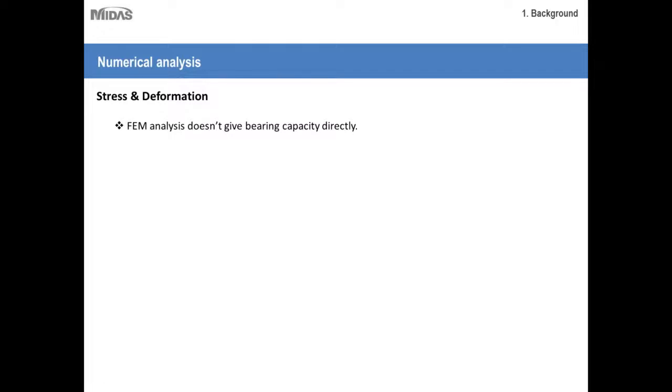Then what is the advantage of having numerical analysis? First and foremost, the advantage of numerical analysis is in determining the stress and deformation that is occurring not only in the structural system but also in the soil. And some engineers have this misconception that, okay, we are doing finite element analysis, so we'll get all the bearing capacities directly. It's not the case. Finite element analysis does not give bearing capacity directly.